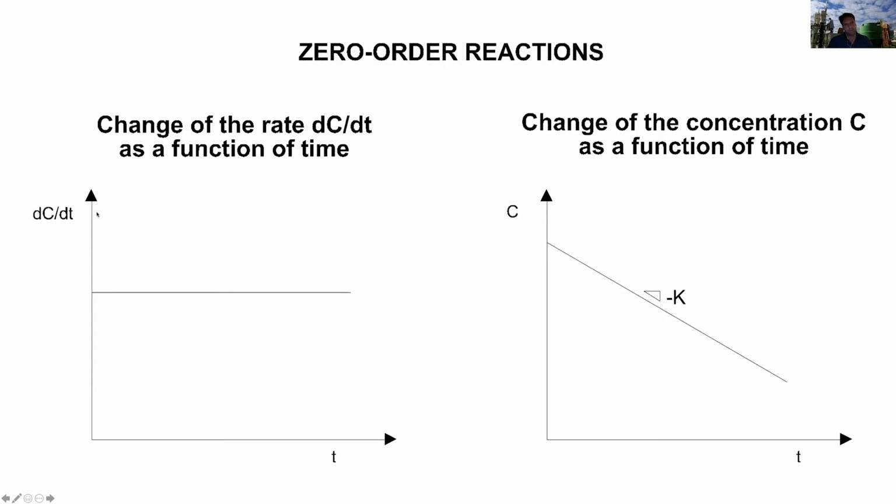So let's look at two different ways to plot this. If we plot dC over dt with respect to time, we get a flat slope of 0 for a zero-order reaction. If we plot the concentration with respect to time, we get a decreasing trend with a slope equal to negative k, where k is the coefficient.